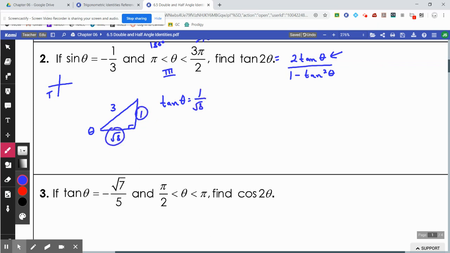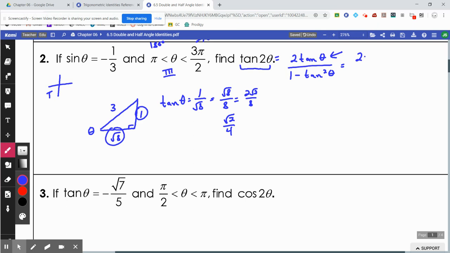And you can rationalize that if you would like. That's going to be √8 over 8. And we can simplify that a little bit. That's going to be √4 times √2, which will be 2√2 over 8, which is going to be √2 over 4. Now, that's the tangent of my original angle. Which, by the way, was positive because we were in quadrant 3. So now, how am I going to find the tangent of the double angle?